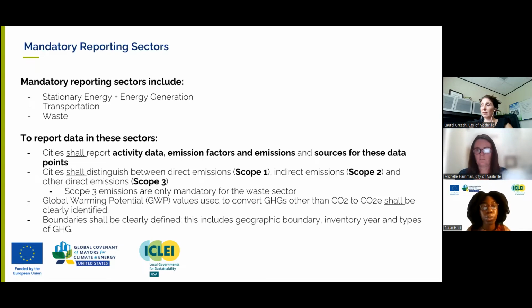And lastly, you'll just want to make sure that your boundaries are clearly defined. This is usually the geographic boundary. So if you're a city, make sure that you are clearly defining it as your city boundary, and that you are identifying the year that you are doing this inventory for and the type of greenhouse gases. So again, that's CO2, methane, and nitrous oxide.